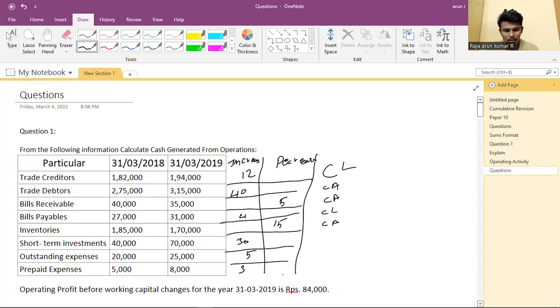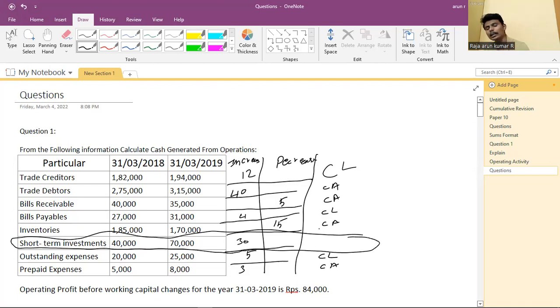And operating expenses, current liability. Short-term investment: logically, it looks like a current item, but in the cash flow statement, short-term investment is an investing activity. Either short-term or long-term, if there is an investment, it goes directly to the investing activity. Then only the correct answer is there. Step marks are given in the online examination. What is the step mark?